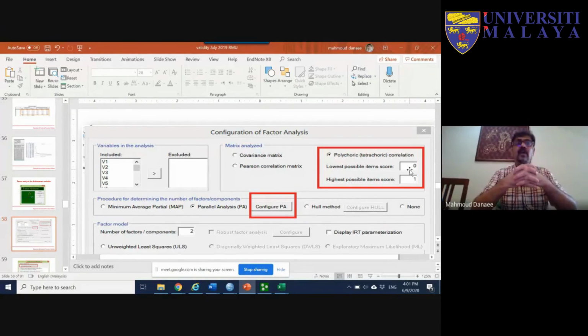Sometimes, for example, your items are binary data, 0 and 1. In this case, you cannot use the Pearson correlation coefficient to do the factor analysis. So I strongly recommend that if you are going to do factor analysis for a questionnaire based on categorical information, instead of using SPSS, please use the Factor software.